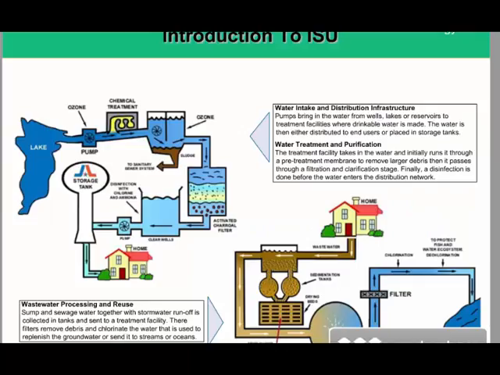This is the value chain of water and wastewater. As you can see in the upper left corner, this is the value chain of water. Water intake and distribution infrastructure are depicted here, and then the water is treated and purified and supplied to the household. In the lower picture, you can see the wastewater processing and reuse.